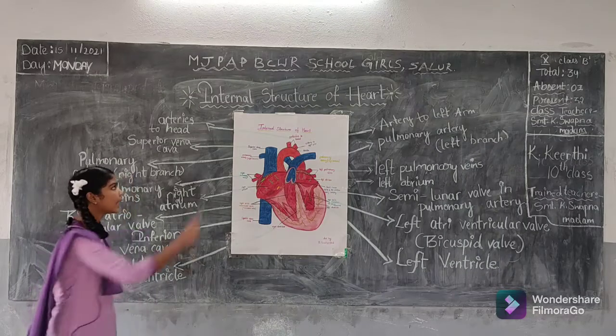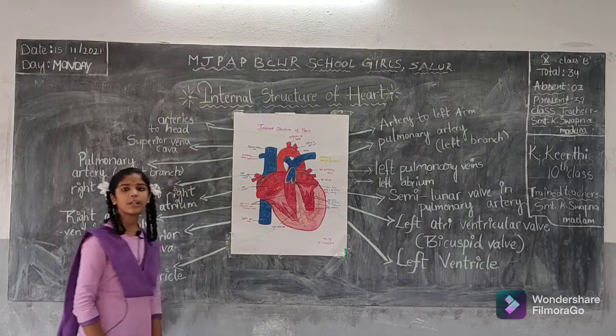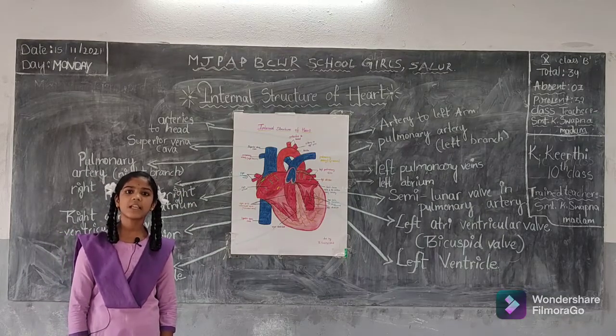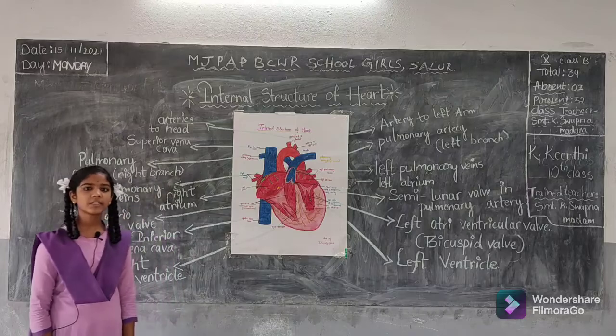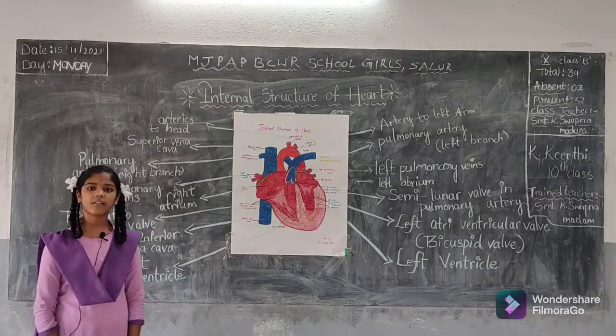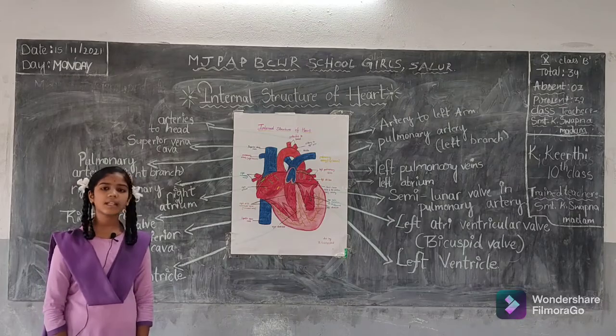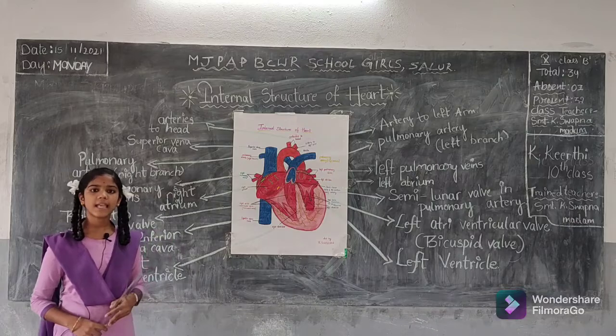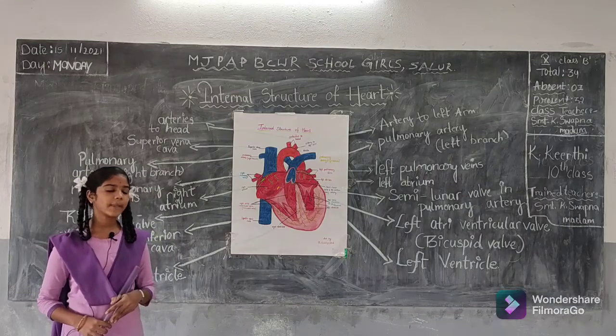Now I explain about the internal structure of the heart. In our day-to-day life, we do many activities. In these activities, the circulatory system helps us very much. The main part of the circulatory system is the heart. Now we need to know what the heart is, where it is located in our body, and what its structure and function are. The heart is located between the two lungs and it is protected by the rib cage.